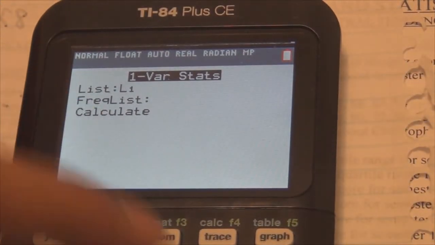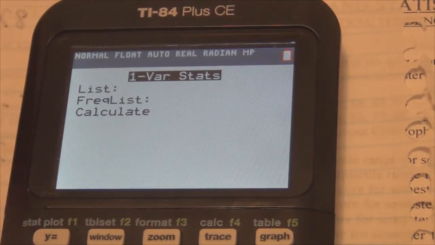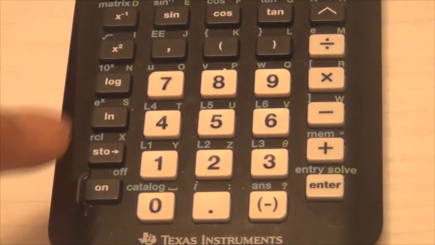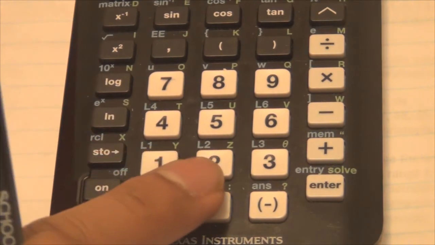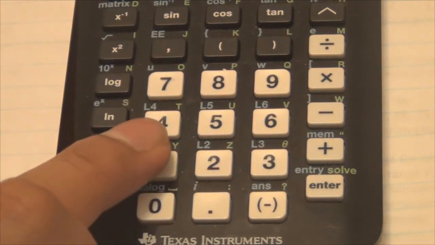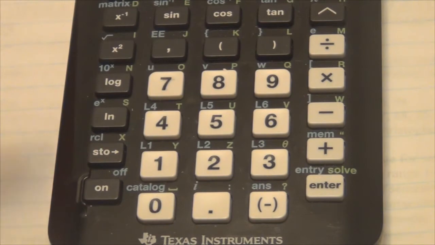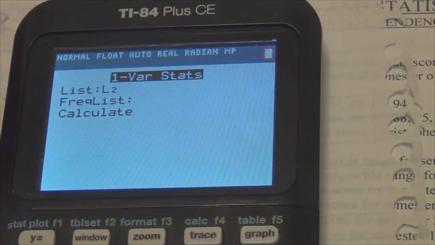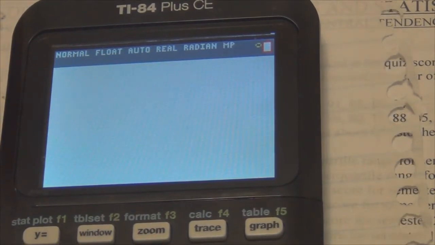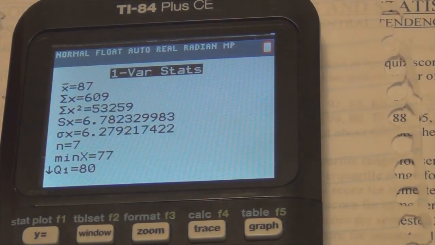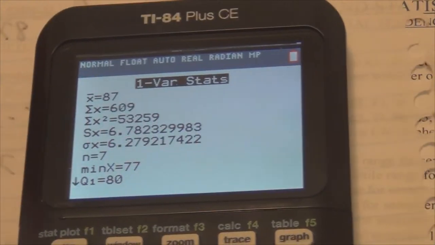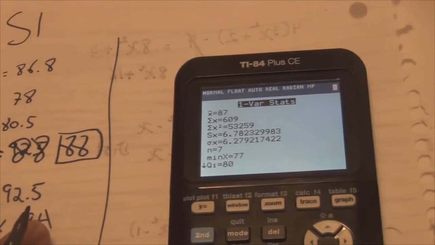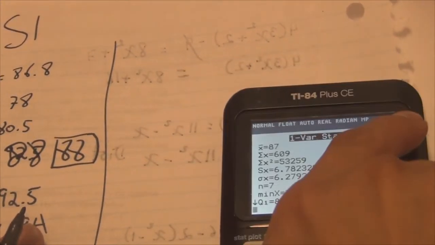If you want to change L1, you can press clear, right? You're gonna press second, and here you will see the list of all the L's: L1, L2, L3, and so on. So I put L2, and look, I have L2. Now I press enter, and it's gonna give me the values for the second semester, which I had inputted in L2. So I am going to write down the information.